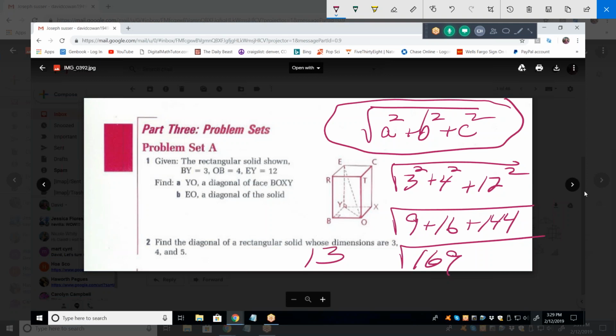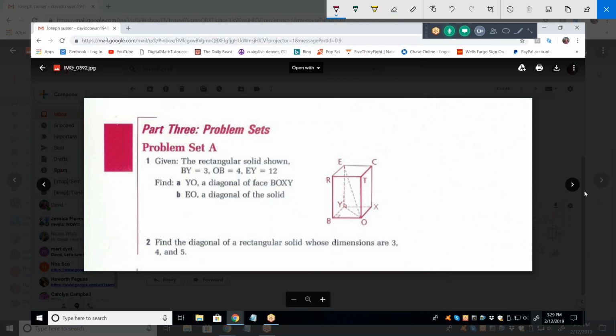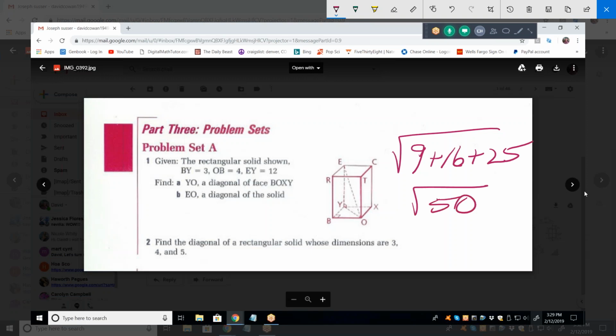In other words, whenever they give you a rectangular solid, so on number 2, what's the diagonal going to be? 5 square root 2. You're ahead of me. Okay.